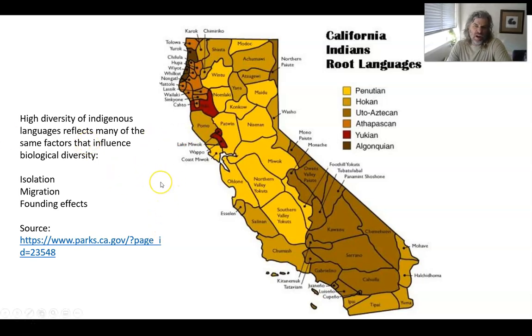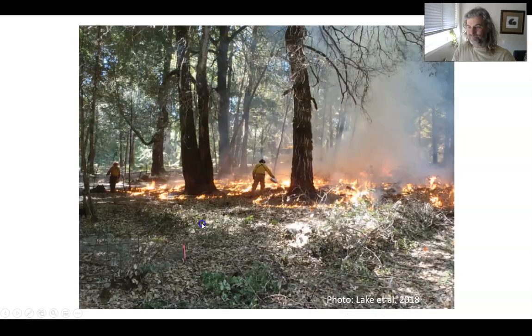But you can see the same kind of patterns that affect biological diversity: isolation, migration, possible founder effects, which is perhaps how the Yurok language got established in California. One group establishes a branch with the legacy of a particular language, and then that spreads from there. Anyway, this is kind of interesting because it's similar to other patterns of biodiversity.